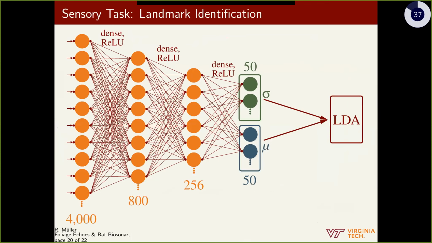The second problem that we have worked on is landmark identification. We have used a deep neural network architecture called a variational autoencoder.